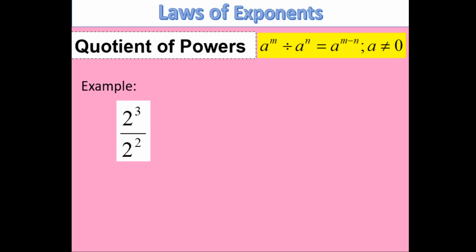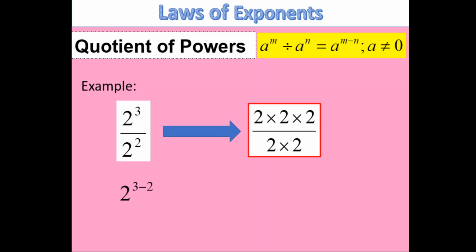For quotient of powers, it tells us if we have the same base, provided it's not equal to 0, we're going to subtract the exponents. So this one will actually give us 2 to the 1st power, or just 2.